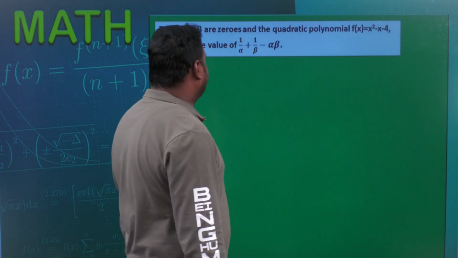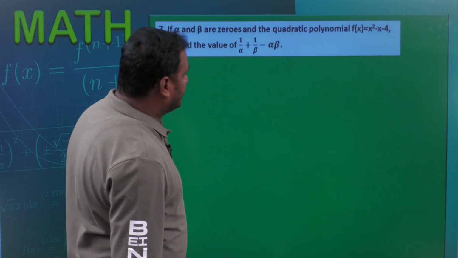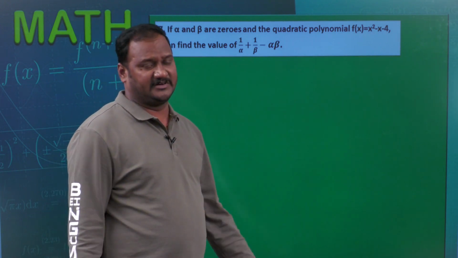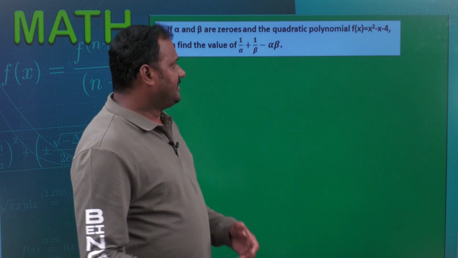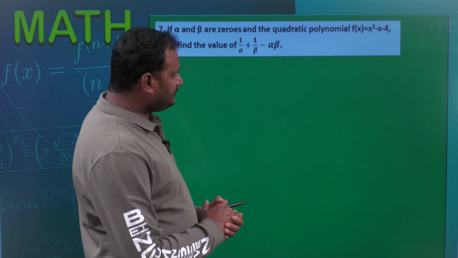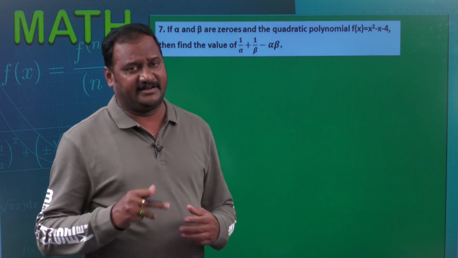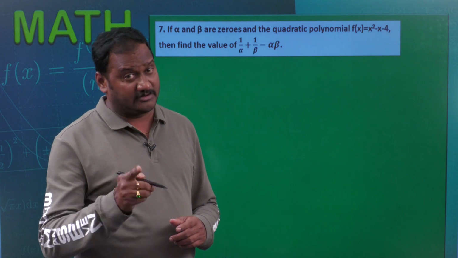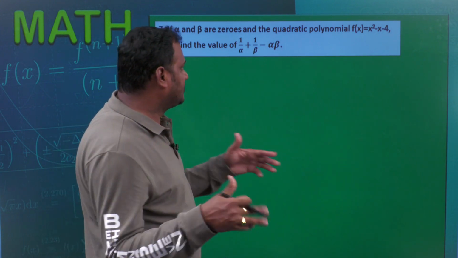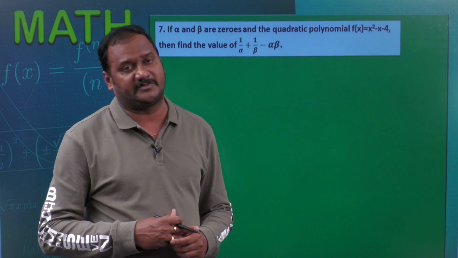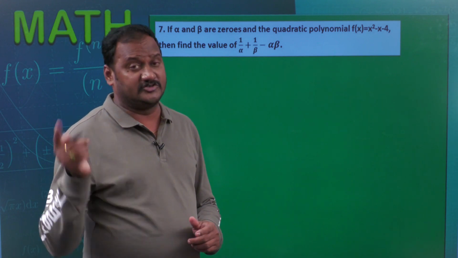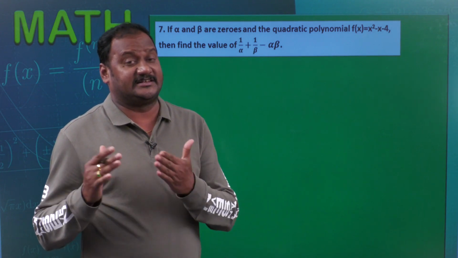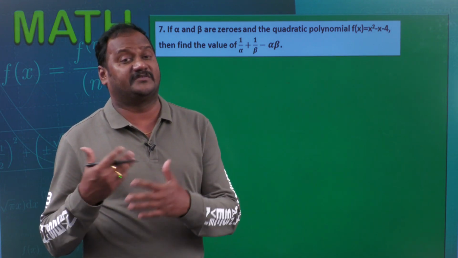Moving on to the next problem. Here alpha and beta are zeros of the quadratic polynomial x square minus x minus 4. Then find the value of 1 by alpha plus 1 by beta minus alpha beta. I would like to tell you one thing here. Always store in your mind that without actually finding the roots, or zeros of a quadratic polynomial, you can find alpha plus beta, the sum of their zeros, and the product of their zeros.